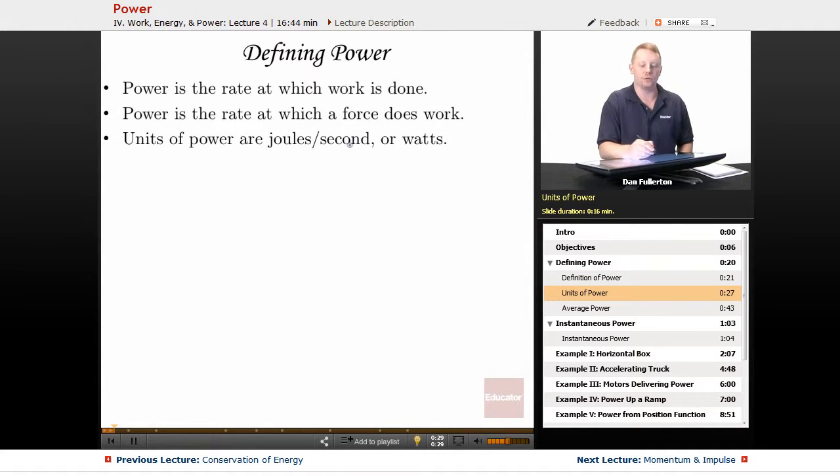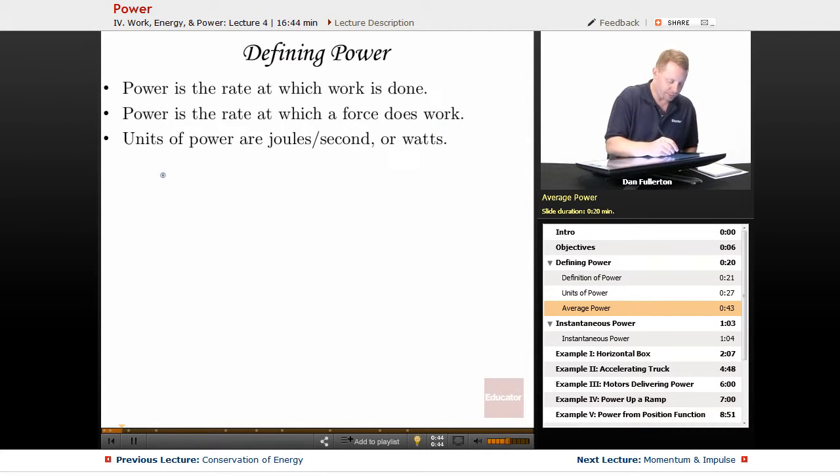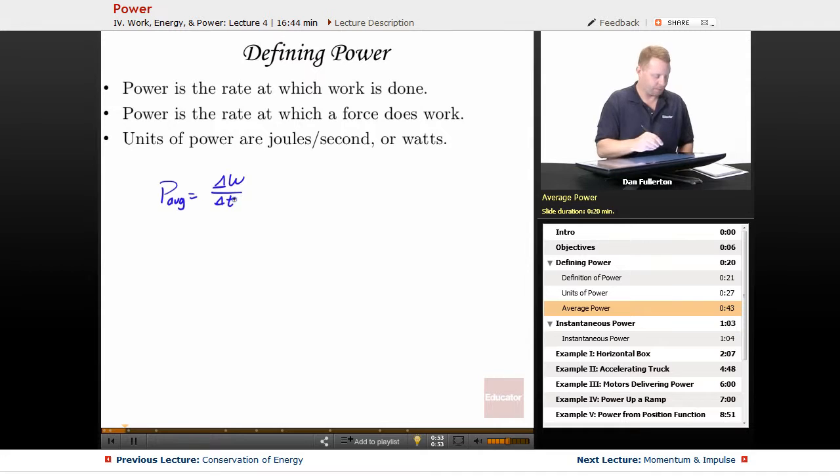Units of power are joules per second, which we also know as watts, oftentimes given the symbol capital W. Gotta be careful, capital W in watts can look like capital W for work, so you gotta know what you're talking about, whether it's a unit or whether you're talking about the quantity work. Average power is the change in work, or the amount of work done, in some amount of time. Units, as we said, are joules per second, or watts.